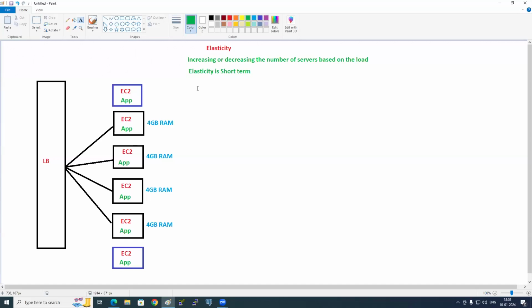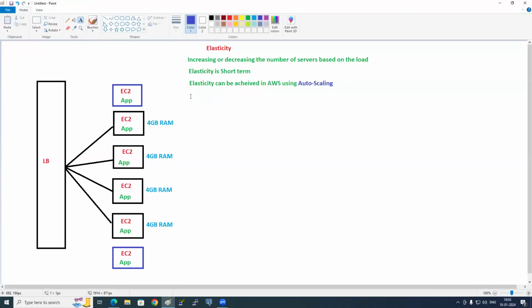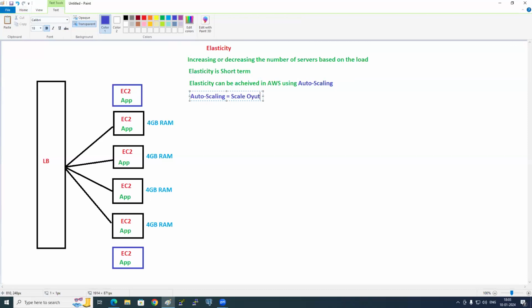If I ask you a question now, how do you achieve elasticity in AWS? Using auto scaling. What is auto scaling? Scale out, scale in. What does scale out mean? Increasing the number of servers. What does scale in mean? Decreasing the number of servers. Super. So elasticity can be achieved in AWS using auto scaling. What is auto scaling? Scale out and scale in.